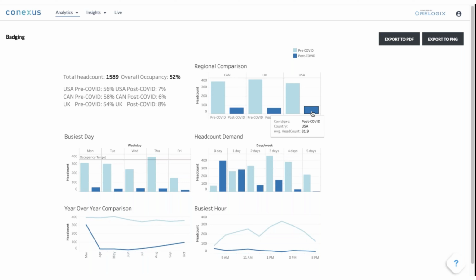And so what you're looking for here is the trends. You're looking for how far you are from where you were before COVID. Maybe also, are there certain regions or cities or buildings, depending on the segmentation, that are returning to the office much more quickly than others.